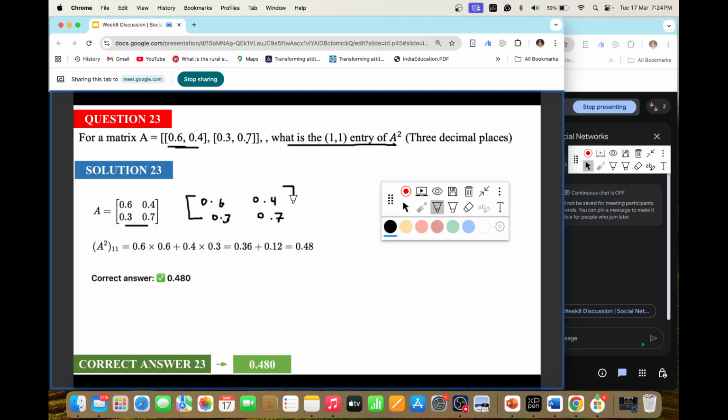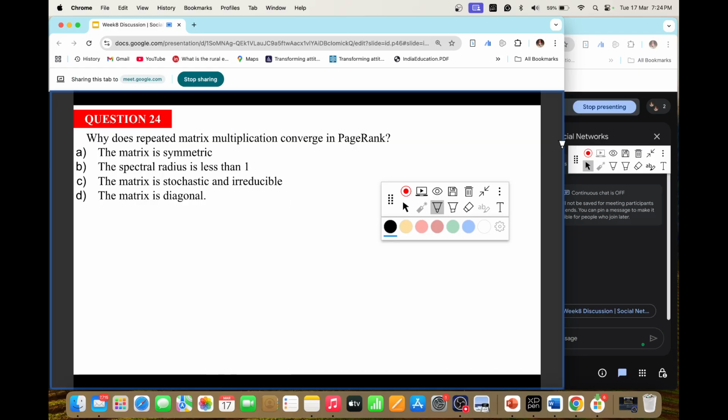How do we multiply the matrix? Matrix multiplication will be this to this and this to this, then this to this and this to this. We only require the A11 entry, so we only require this. Just multiply this with this and you will get the answer: 0.6 into 0.6, 0.4 into 0.3, so that is 0.36 and 0.12. 0.48 is the answer. 0.480 is the answer because three decimal places is as in R. So very easy.